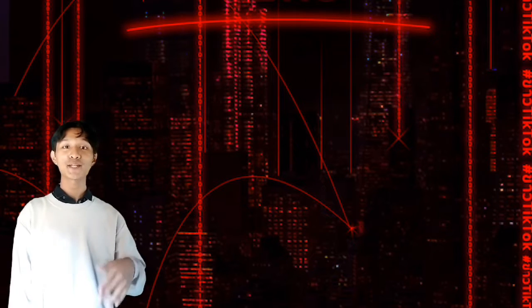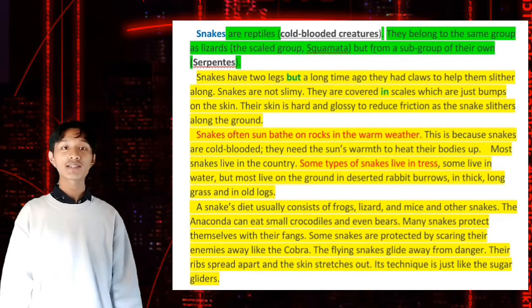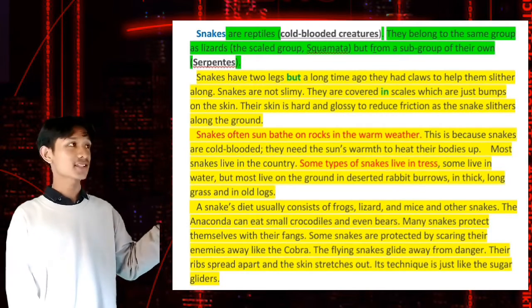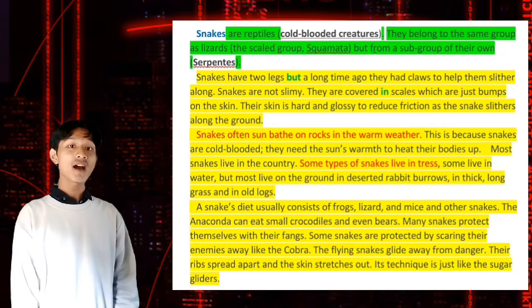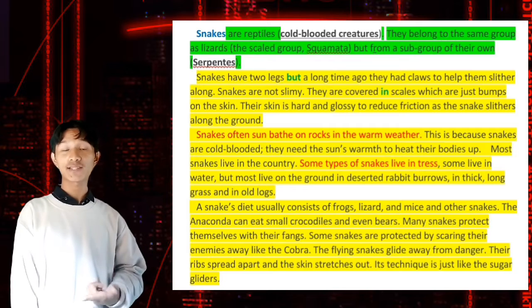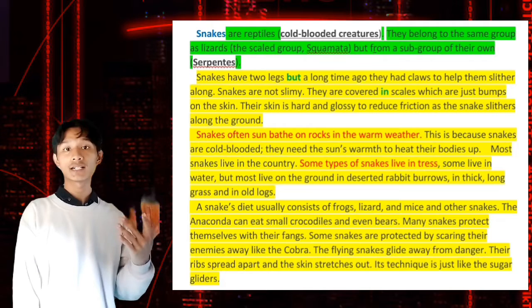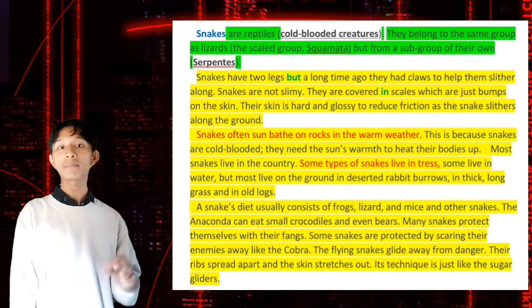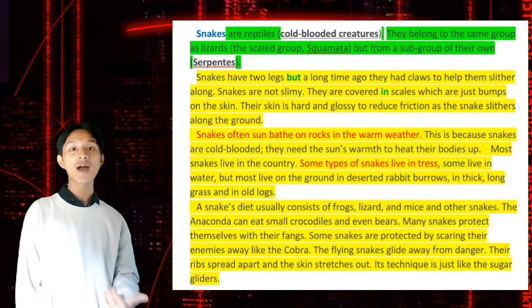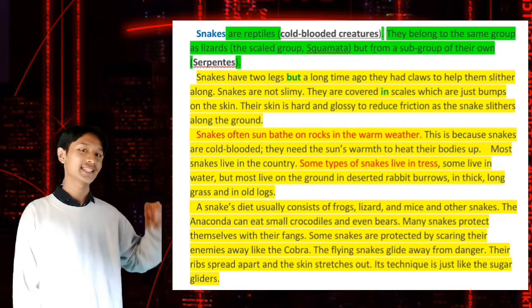Now I will explain to you about the generic structure in this example text. We can see that this text does not have a title. You know why? Yes, because the title is optional. So sometimes a report text can have a title, and sometimes it does not have a title because it is optional. Okay, next I will show you the general classification of this text.